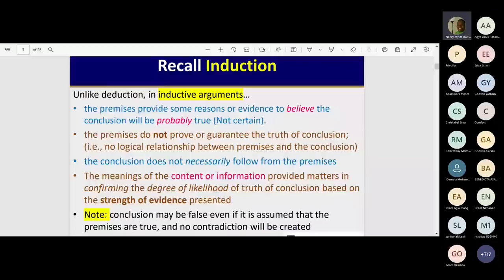But when we do induction, it is possible for the premises to be true and yet the conclusion denied. In other words, the conclusion is false and there's no contradiction created. There's no tension. So if I say most Ghanaians like pineapple, or most women are cheats, let's use the same example. Most women are cheats and my pastor's wife is a woman, so I believe she's also a cheat. This reasoning, even if we were to grant the premises to be true, the conclusion doesn't necessarily follow.